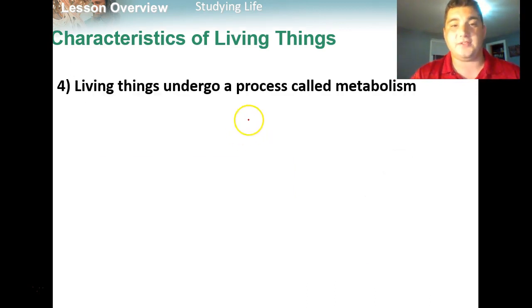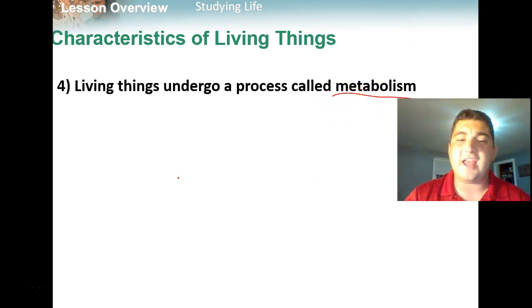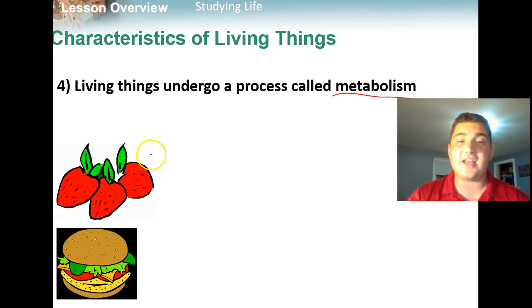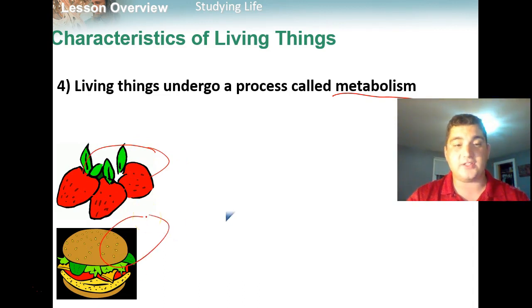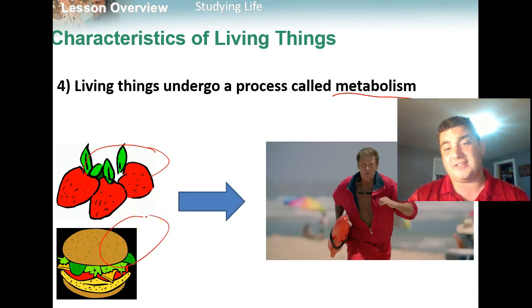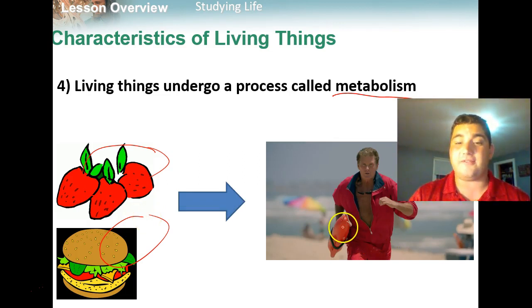The fourth characteristic of living things is that living things undergo a process called metabolism. Metabolism is a set of chemical processes and reactions where your body takes food energy and turns it into usable energy. Our bodies and living organisms are doing this 24/7, all the time. Your metabolism is what allows you to take yummy foods like strawberries and cheeseburgers and turn them into high-octane energy, like David Hasselhoff here running down the beach to save somebody in Baywatch. A little bit before your time probably, but same idea.